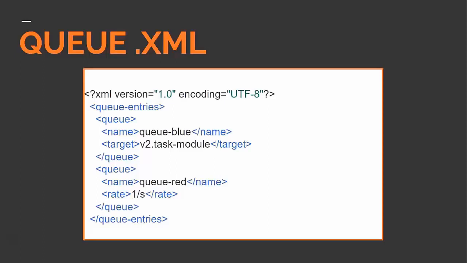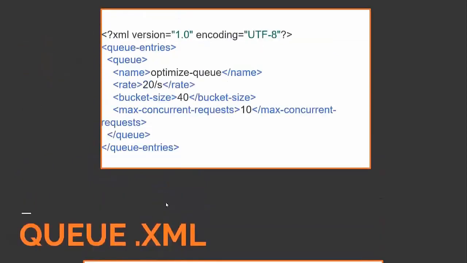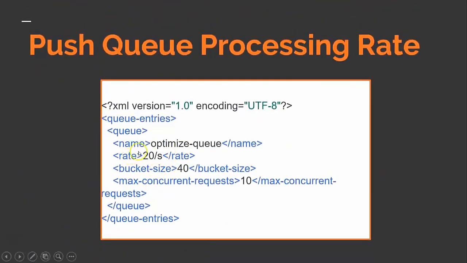There are many other parameters that you can add to your queue.xml file to customize the behavior of your push queue. For more details on the push queue and its parameters, you can find the push queue.xml reference, so that you can see exactly which parameters you can use. Now how are we going to define the push queue processing rate? As we said, there are a number of parameters. We can use the rate, the bucket size, and the maximum concurrent requests for a particular queue. You can see this is an example where we have used some of the parameters for a particular queue.